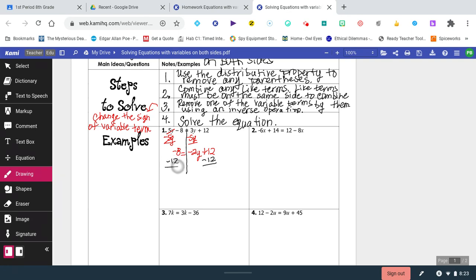What you do to one side, do to the other. Negative 8 and negative 12 make negative 20. These cancel, and you're left with negative 2 times y. Now, this is negative 2 times y. So I don't want to put plus 2 underneath here. Because it's negative 2 times y, I want to do the opposite of multiplication, which is division. So I'm going to divide by negative 2.